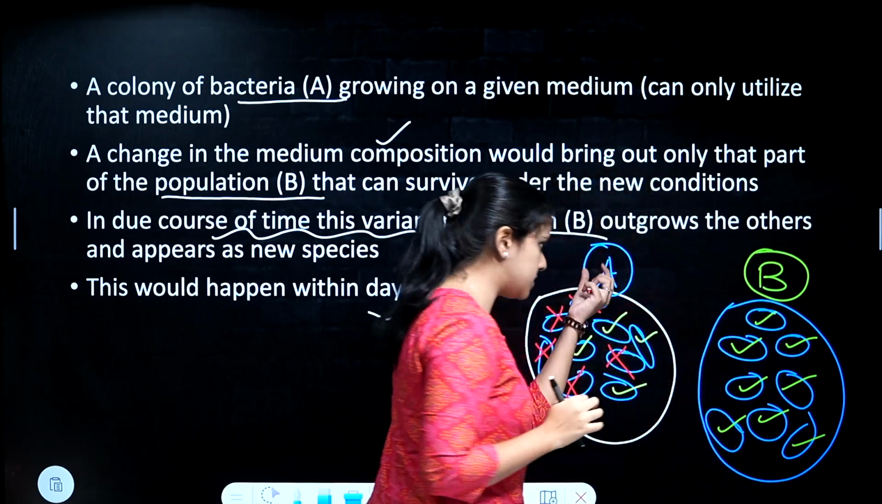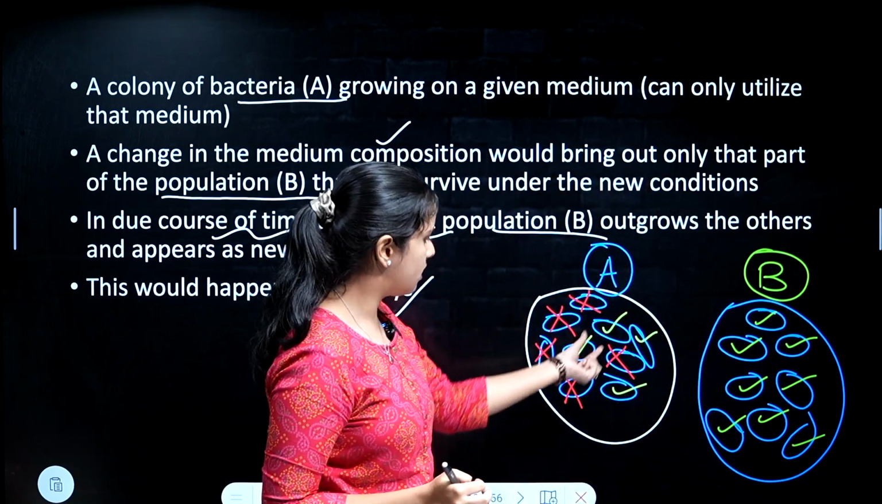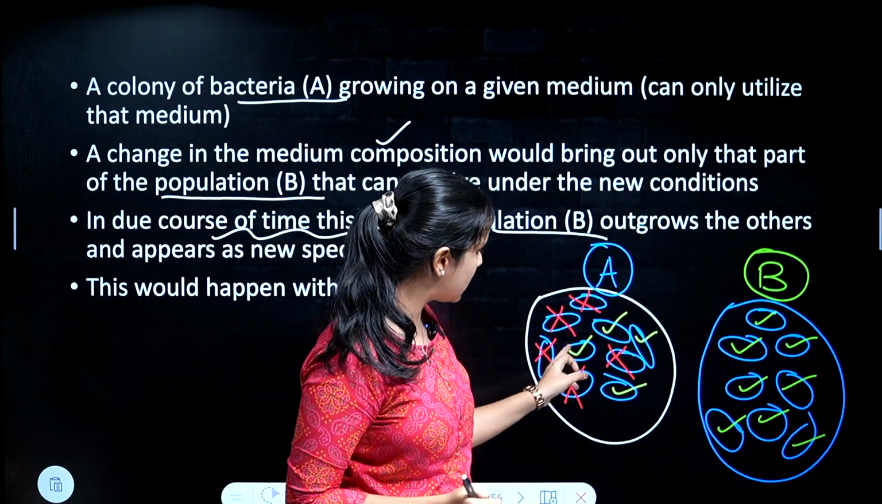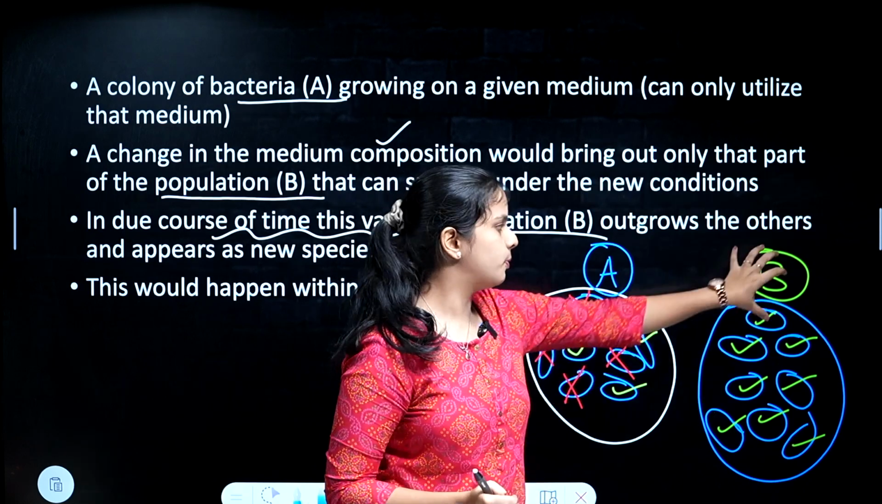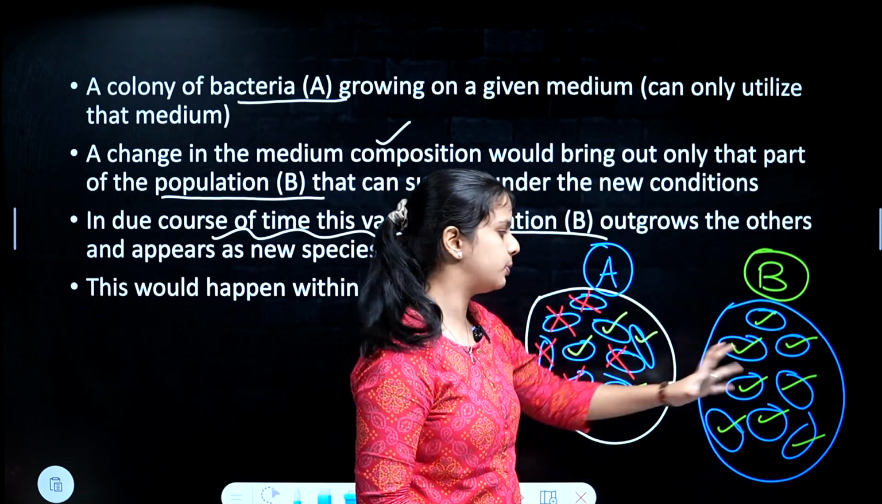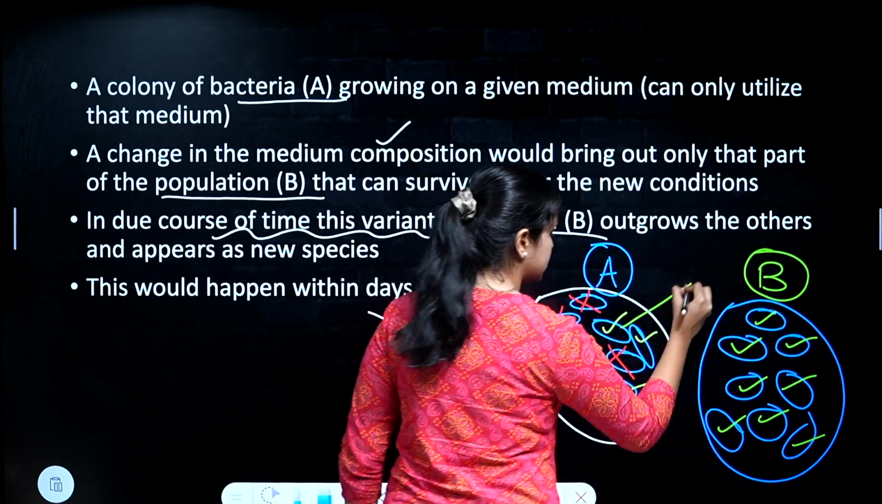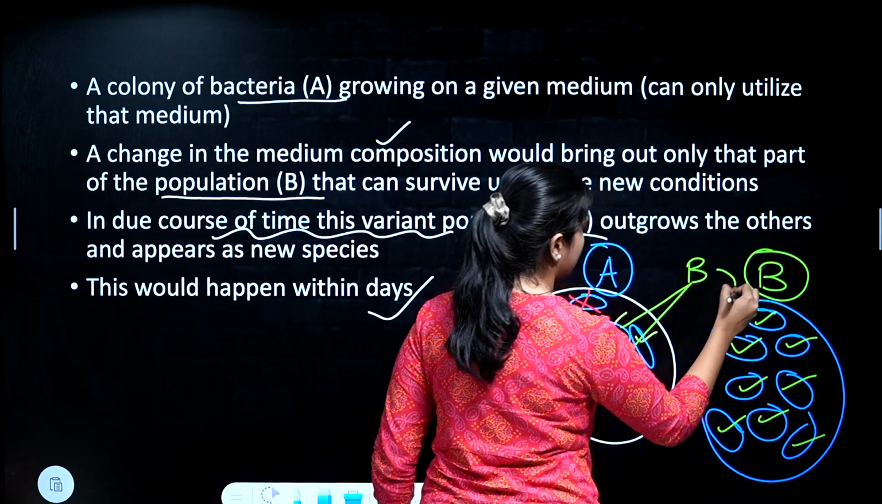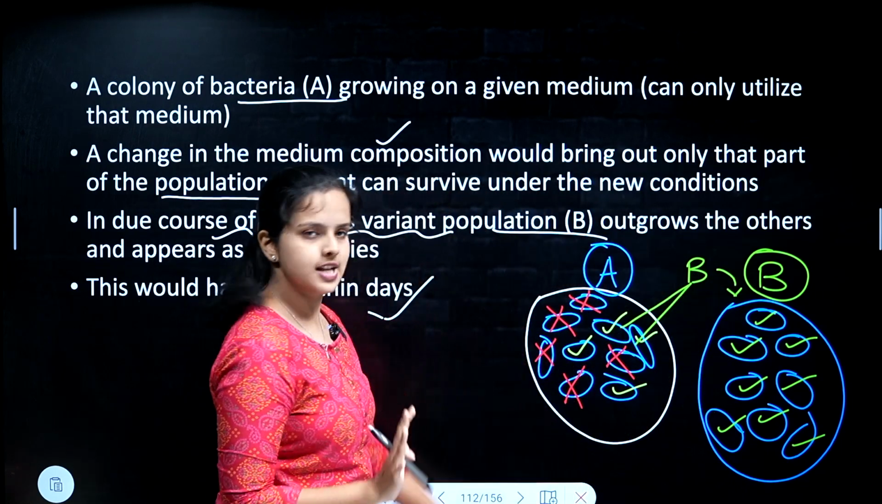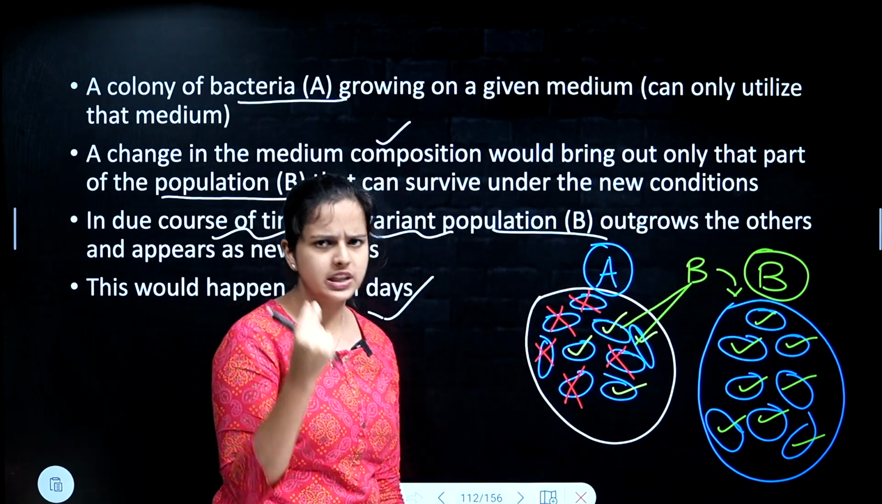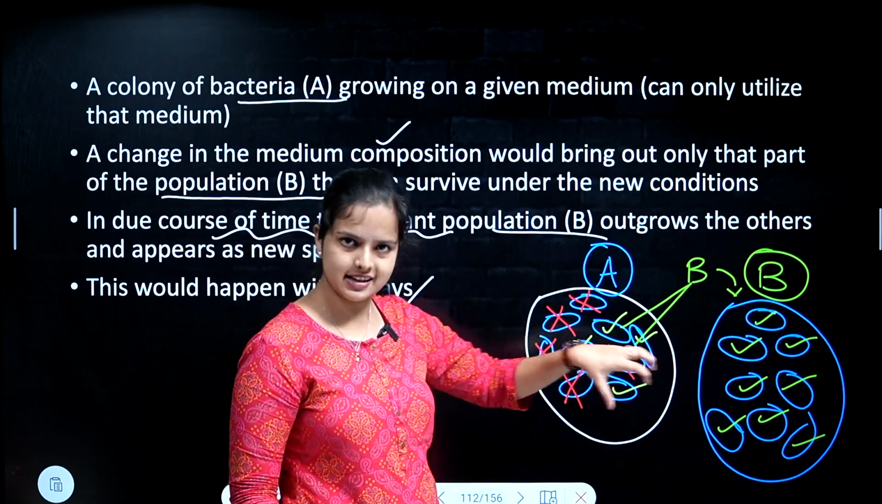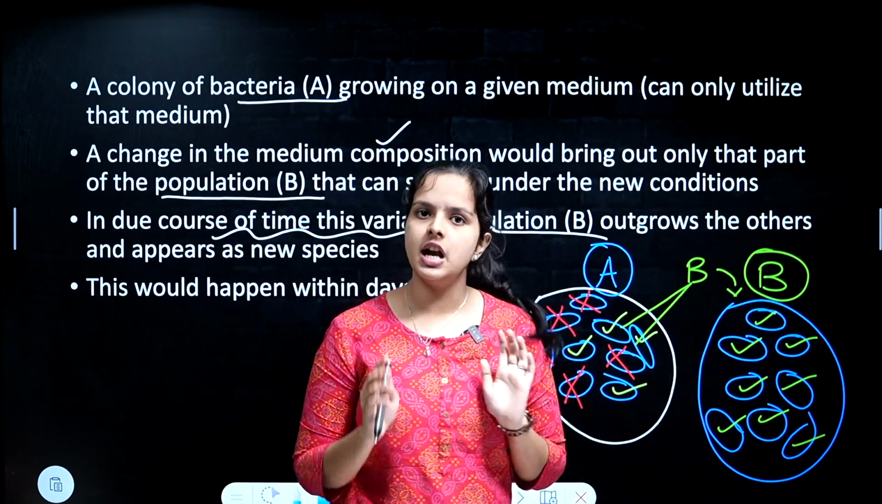So this was population A, okay, in which it was like a mixture, but the ones that could survive were called population B, and that population B expanded. So this is population B actually, okay, and they expanded. So that's what actually happened, and this happened within days. Okay, we can actually do this as an experiment, and we can observe the change within days.